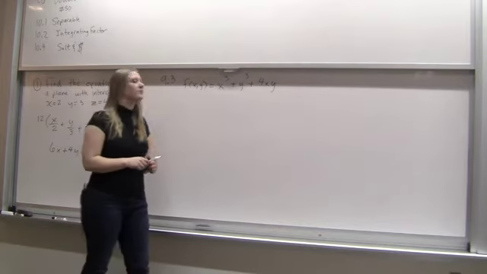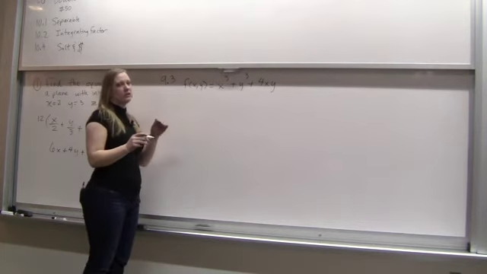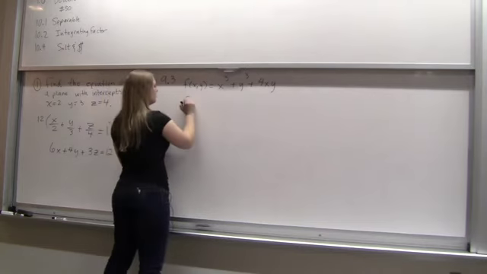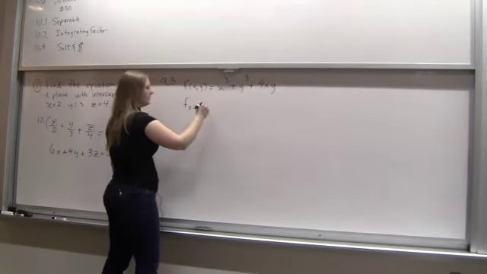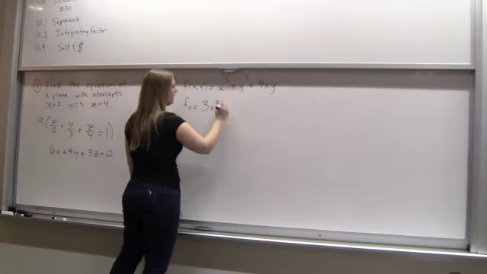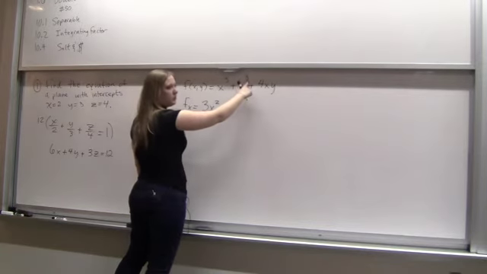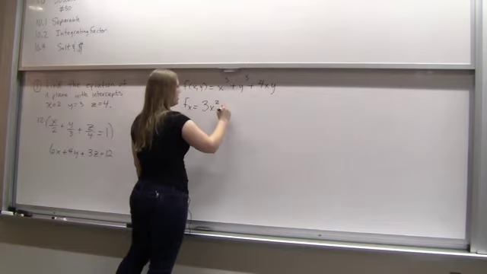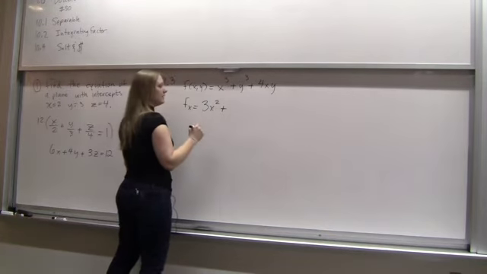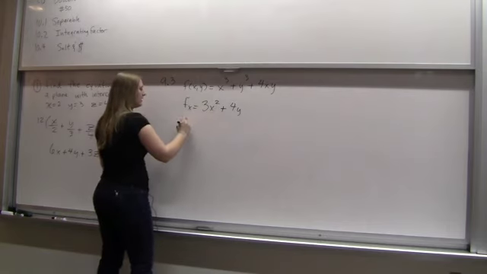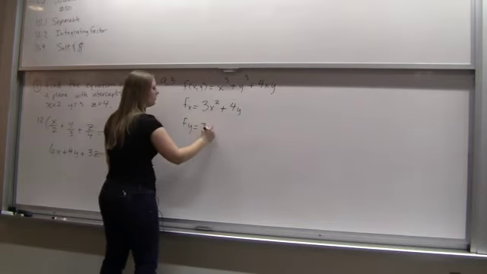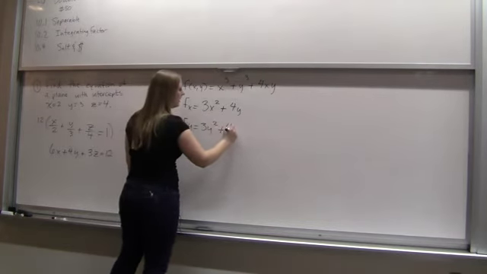Is that okay? Okay, first things first, we're going to find our first derivatives. So the derivative with respect to x is going to be 3x squared. The derivative of y cubed with respect to x is 0. And the derivative of 4xy with respect to x is 4y. Then we would have f sub y is equal to 3y squared plus 4x.